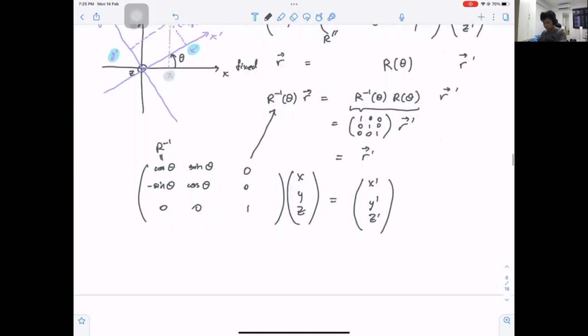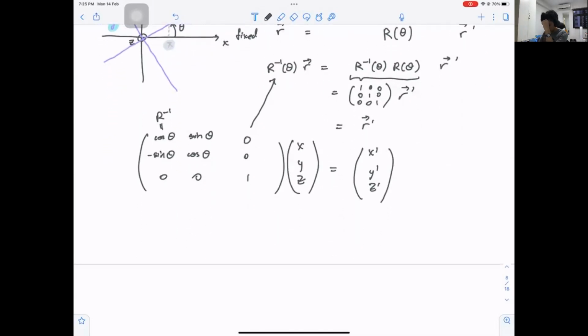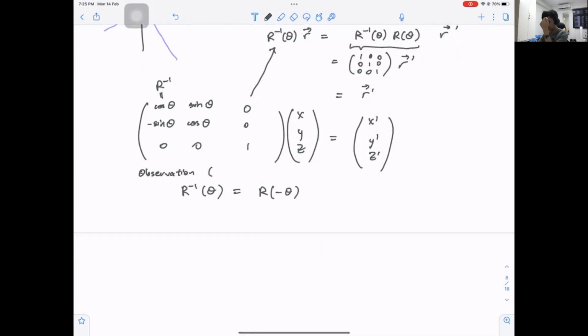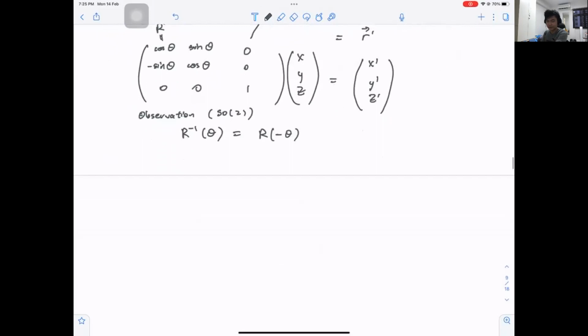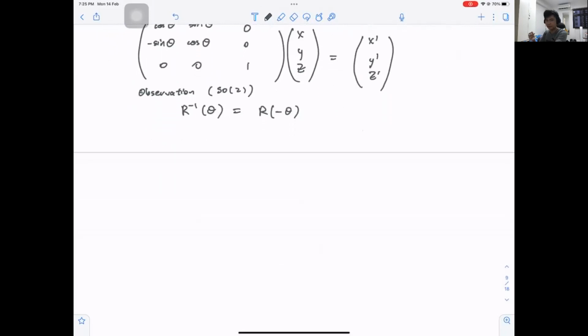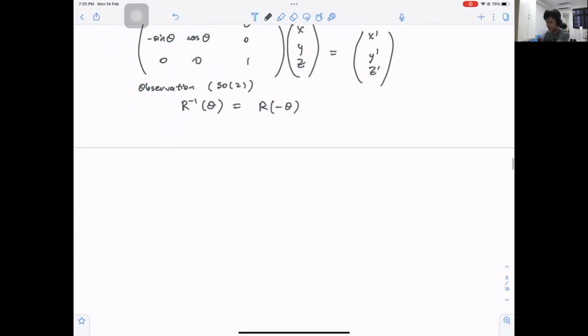Okay, so one thing interesting to note here is that to obtain the R inverse matrix is effectively the same thing as swapping theta for minus theta. So this is an observation for 2D rotation matrices, which we call SO2. If you study further group theory, then you know that we call this rotation group SO2, for the special orthogonal transformations in 2 dimensions.